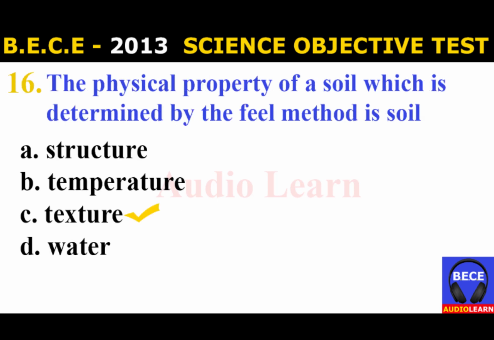Number 16. The physical property of a soil which is determined by the field method is soil A. Structure, B. Temperature, C. Texture, D. Water. And the answer is C. Texture. The physical property of a soil which is determined by the field method is soil's texture.